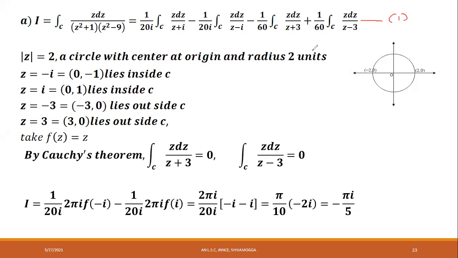This is equation number 1. After resolving into partial fractions, we obtained the integral over C of z dz divided by (z squared plus 1) into (z squared minus 9) as 1 over 20i into the integral over C of z dz divided by (z plus i), minus 1 over 20i into the integral over C of z dz divided by (z minus i), minus 1 over 60 into the integral over C of z dz divided by (z plus 3), plus 1 over 60 into the integral over C of z dz divided by (z minus 3). This is equation number.